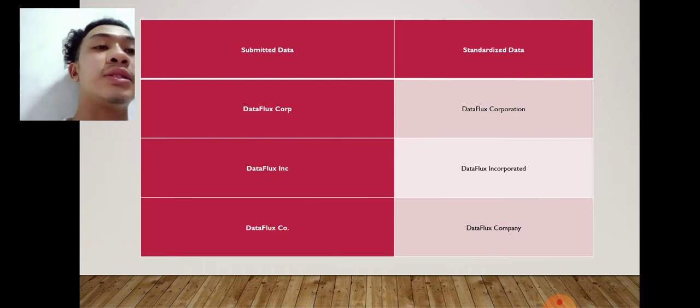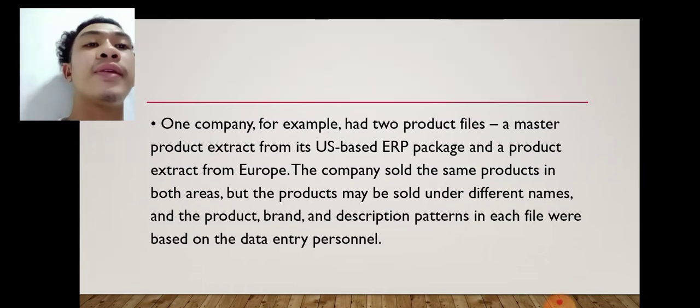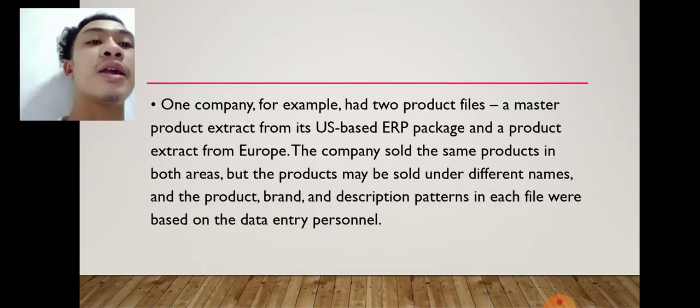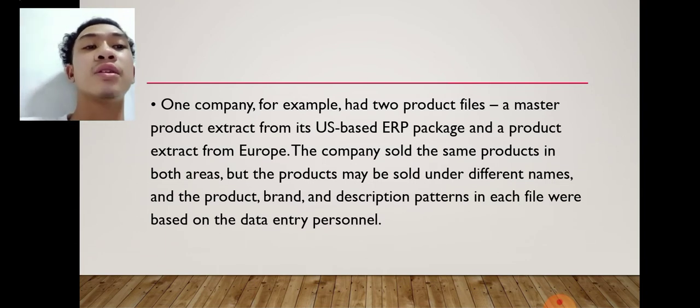So this is an example. A company, for example, had two product files: a master product extract from its US-based ERP package and a product extract from Europe. The company sold the same products in both areas, but the products may be sold under different names and product brands, and the description patterns in each file were based on the data entry personnel.